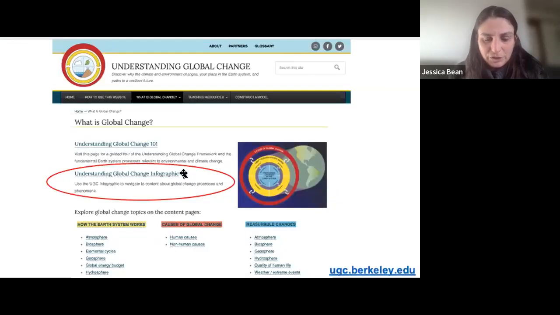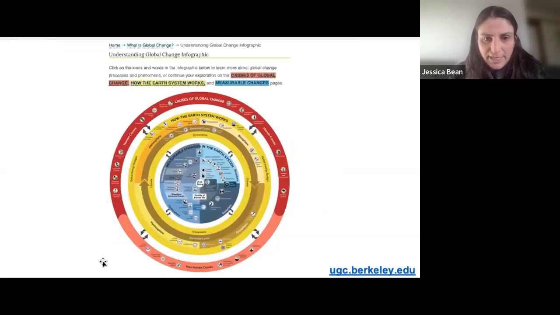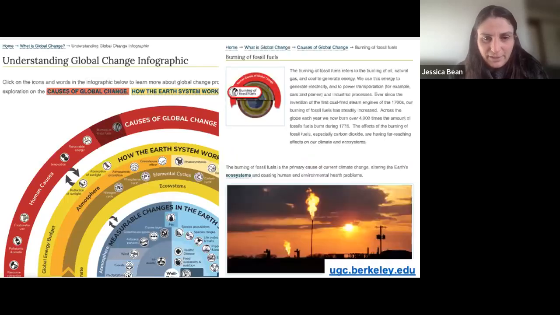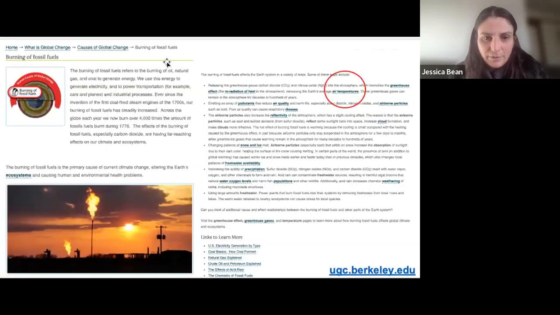And there's a way that you can actually use this infographic to also navigate the site content. So this is a clickable version of the framework. So for example, I want to learn more about burning of fossil fuels. I could click on that part of the framework, and it would take me to the burning of fossil fuels page. And what you'll also notice, of course, is on this page, there are links to the other topics that are on our framework. So you can navigate and look at the various connections across the Earth system from page to page.